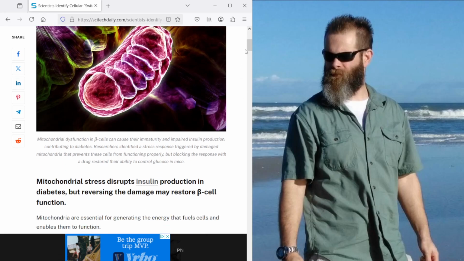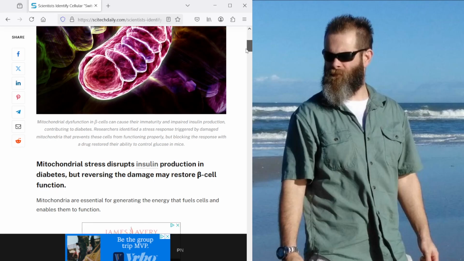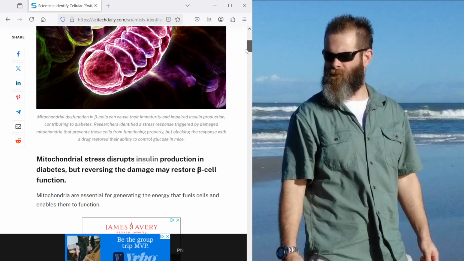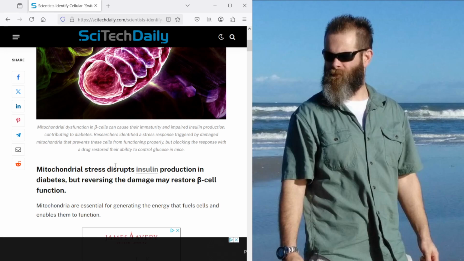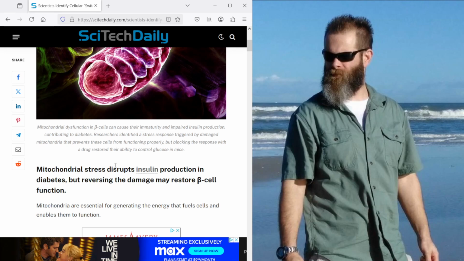So the article starts off, you can see underneath the picture, the caption says mitochondrial dysfunction in, I think that's B cells. I don't know, somebody can correct me if I'm wrong, but it looks like a B can cause their immaturity and impaired insulin production, contributing to diabetes. Researchers identified a stress response triggered by damaged mitochondria that prevents these cells from functioning properly. But blocking the response with a drug restored their ability to control glucose in mice.